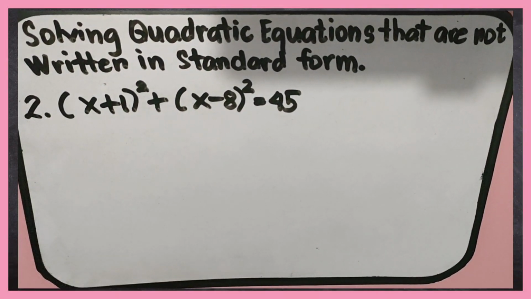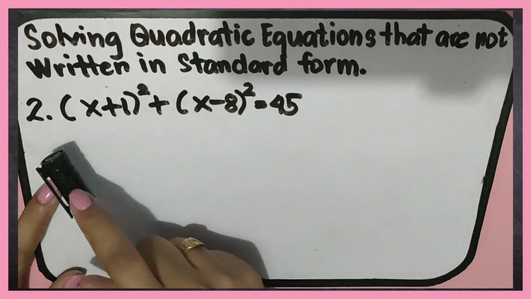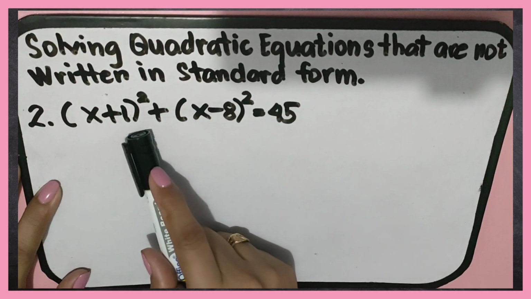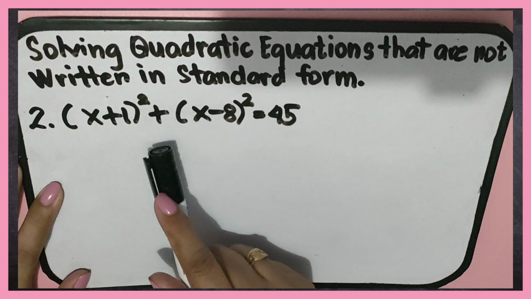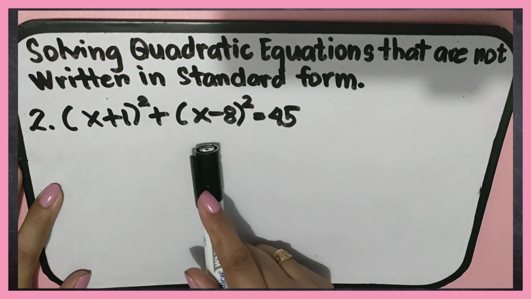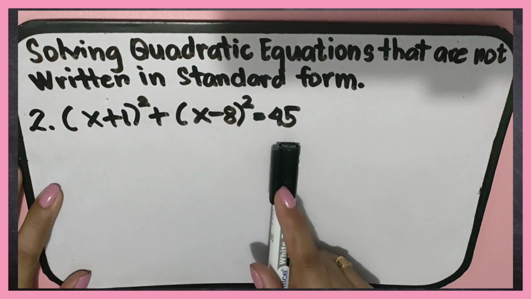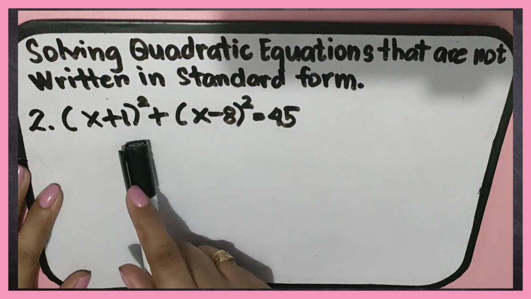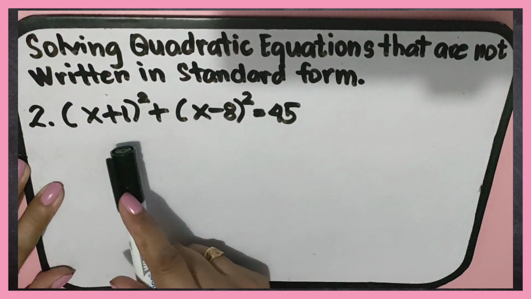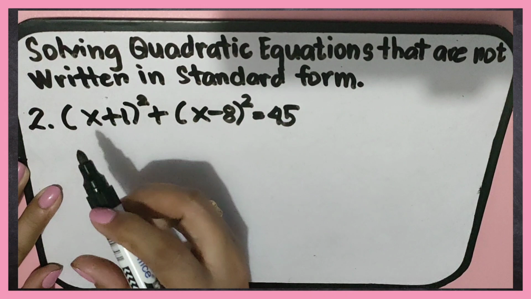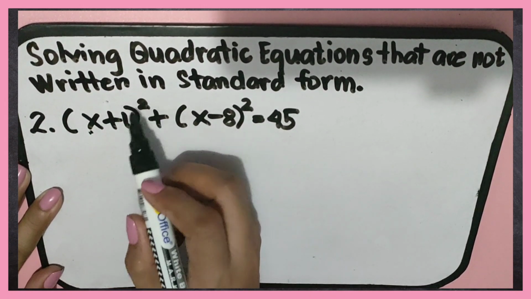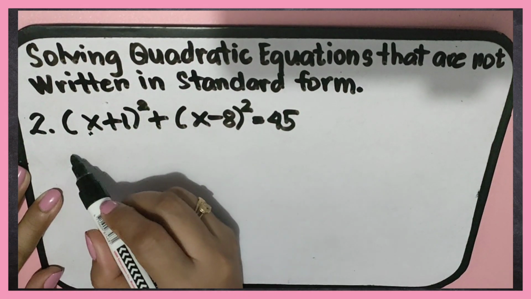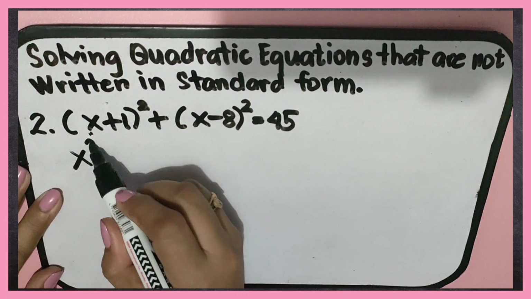Now let us have example number 2. So we have the square of quantity x plus 1 plus the square of quantity x minus 8 equals 45. Now let us expand the square of quantity x plus 1. So we have x times x. We will multiply x twice because of the exponent 2. So we have x squared.